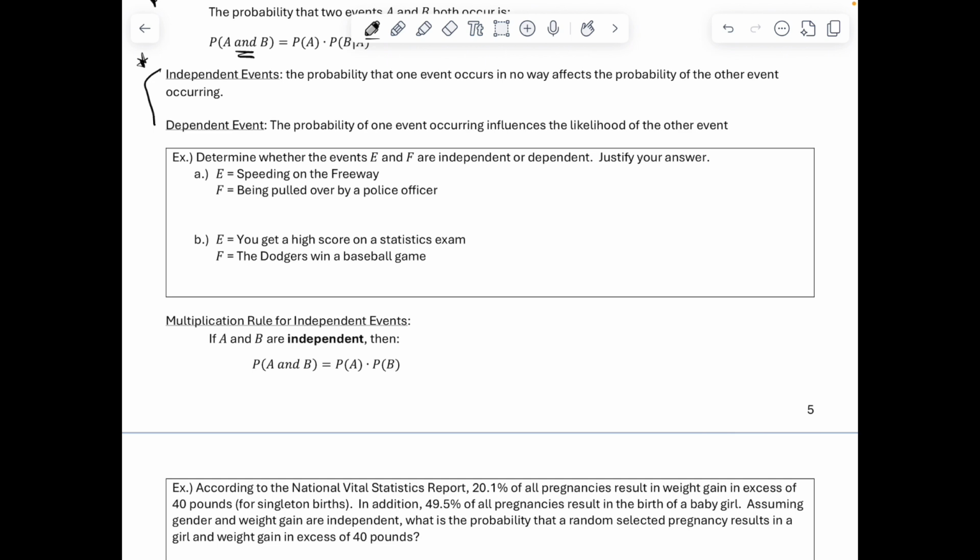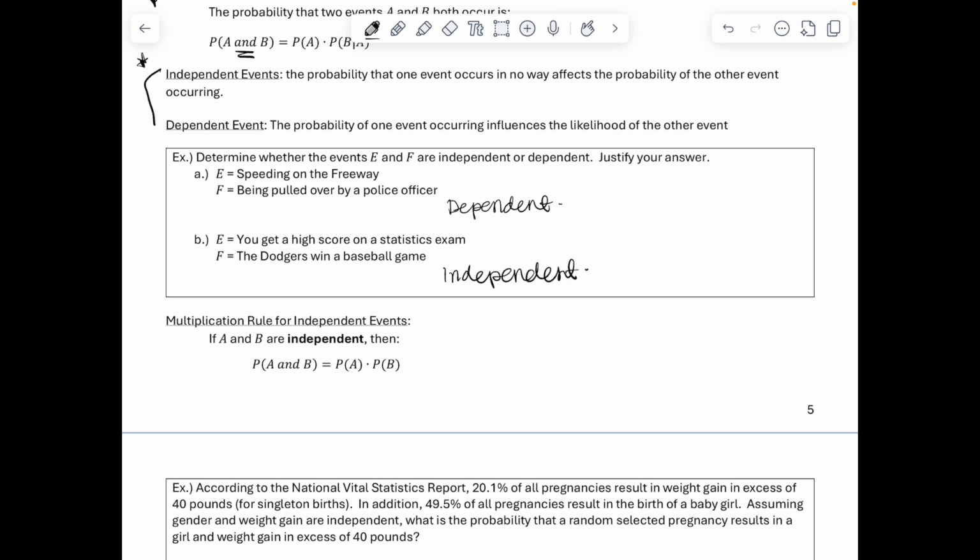So the example right below says determine whether events E and F are independent or dependent and justify your answer. So E is speeding on the freeway and F is being pulled over by a police officer, and we'll say these are dependent. The reason why is because if you were speeding on the freeway, it's most likely why you were getting pulled over. B says E is the event you get a high score on a statistics exam, and F is the event the Dodgers win a baseball game. So these two things have nothing to do with one another, and so these are independent.